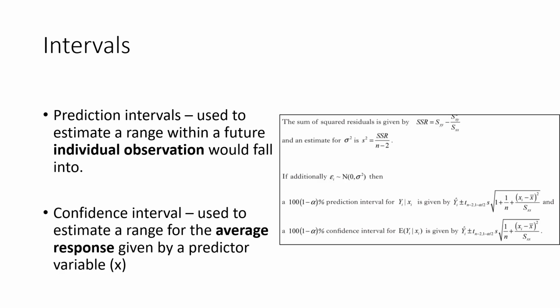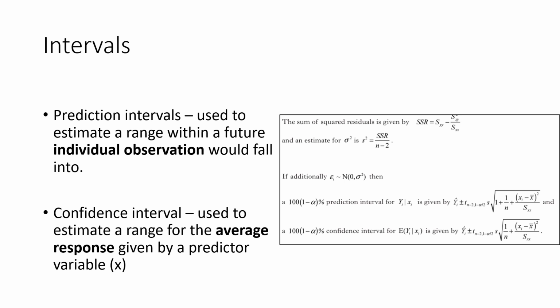Now, after calculating sample variance, and then taking it as the true variance, we can move on to intervals. But first, we have to know the difference between the two intervals. Prediction intervals are used to estimate a range within which a future individual observation would fall. So what that means is it's used to estimate a range where one singular observation would fall into. So that would have quite a large range.